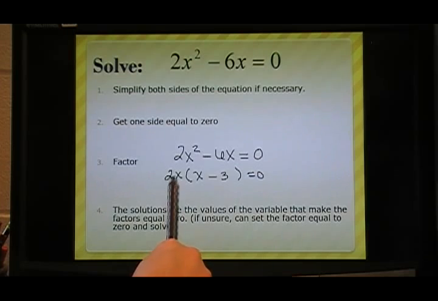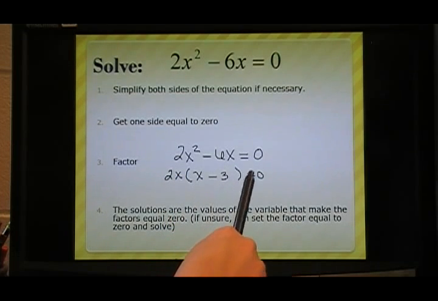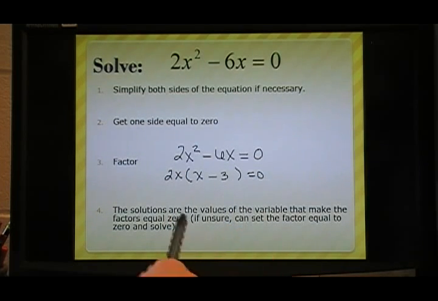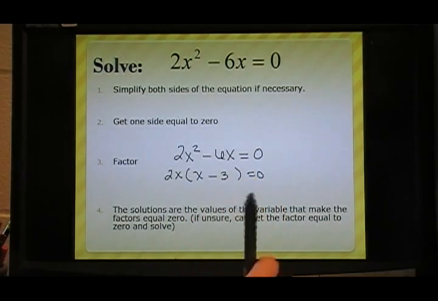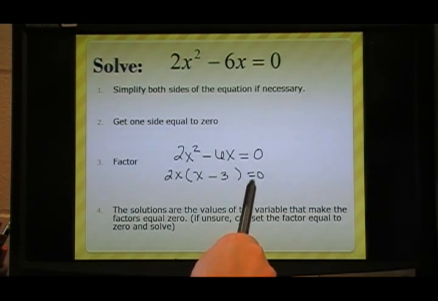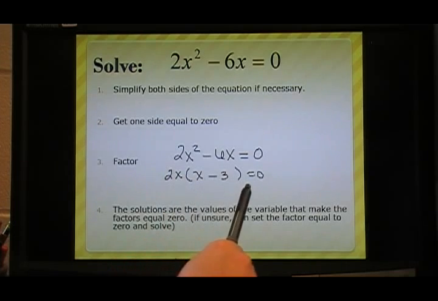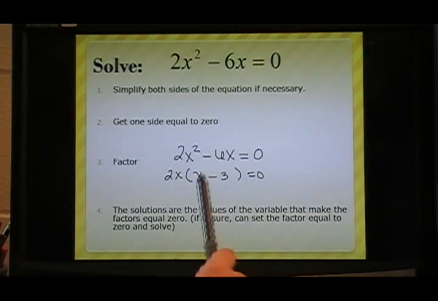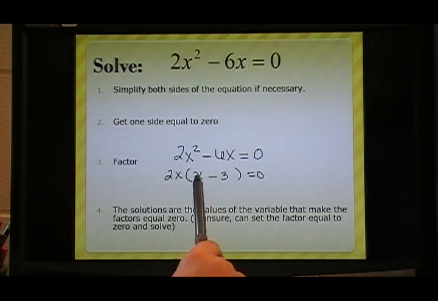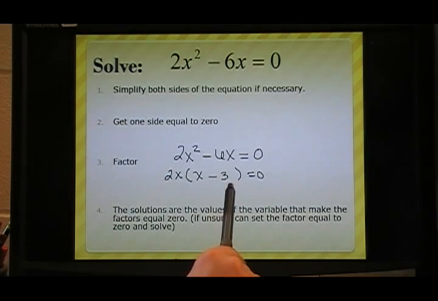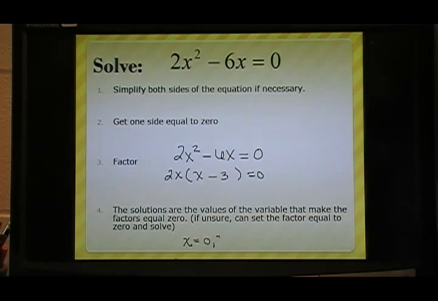So I have 2x times x minus 3 equals 0. So our solutions are any numbers that make this product equal 0. Okay? So this product is going to equal 0 if x equals 0, because I'll have 2 times 0 times negative 3, which is 0, or the number that makes this equal 0 is 3. 3 minus 3 is 0, and if I multiply anything by 0, that product is 0. So my solutions are 0 and 3. Okay?